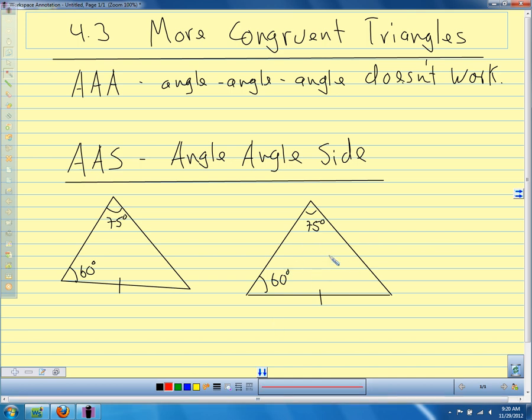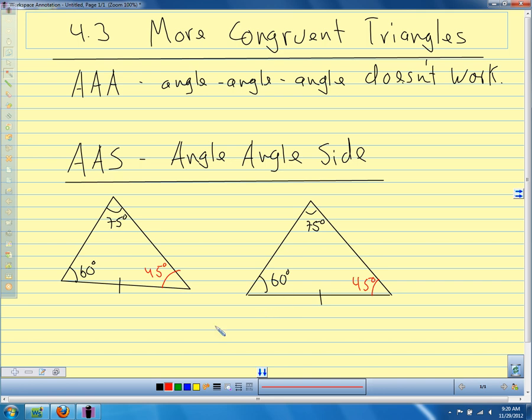We can figure out, because all of our angles have to add up to 180. So if we add these two up and subtract from 180, what do we get? Anybody know? Anybody have it? If we add these two up, these two add to 135. So we subtract that from 180 and we get 45 degrees. So these two angles are 45 degrees.